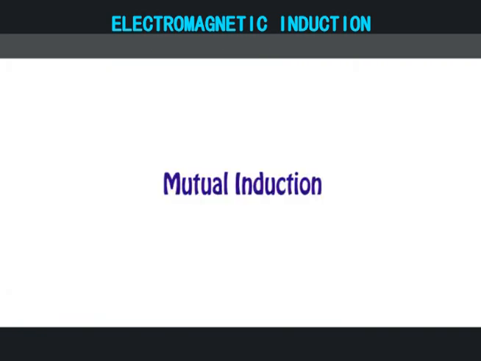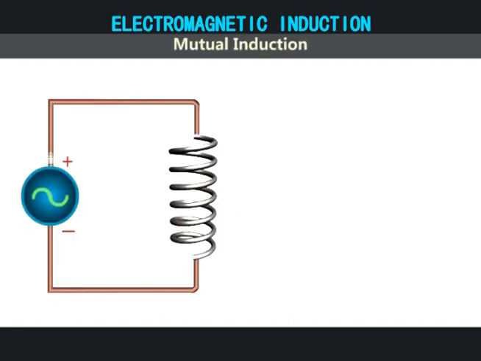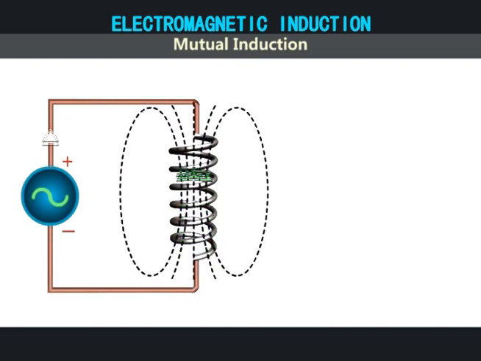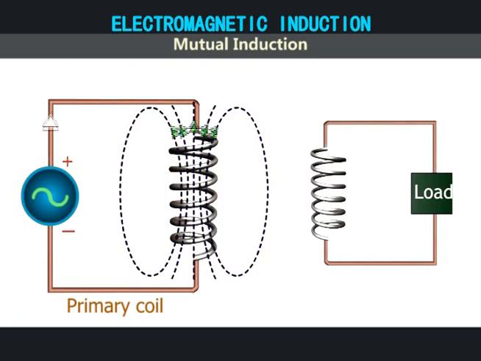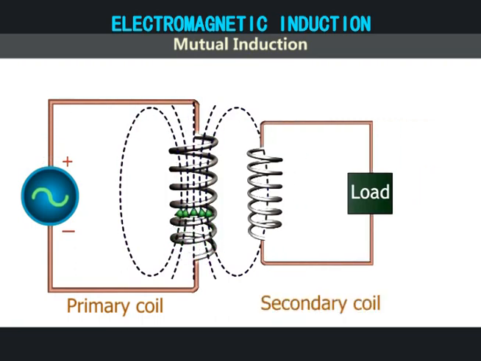Now we look at mutual induction. Mutual induction is said to occur when a changing current in one coil induces a current in another placed close to it. The changing magnetic flux in the first coil, called the primary coil, links with the second coil, called the secondary coil, inducing an EMF in it.